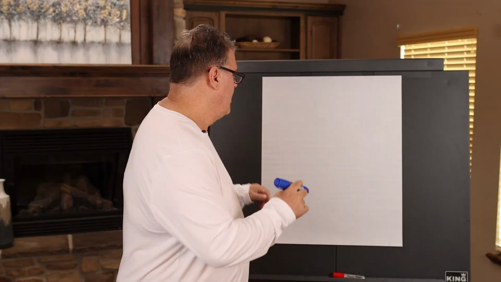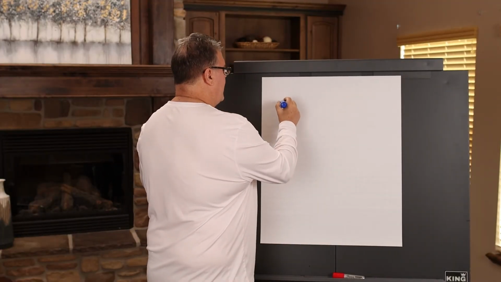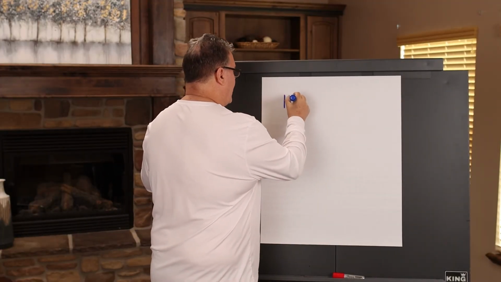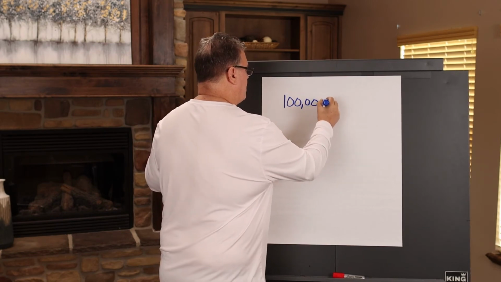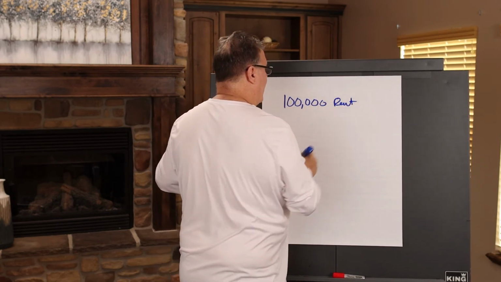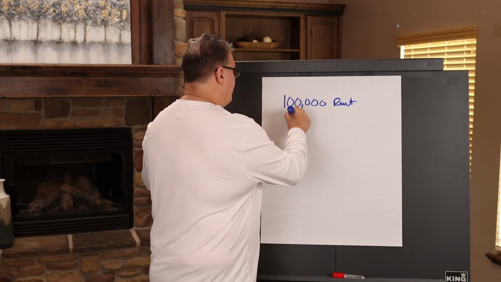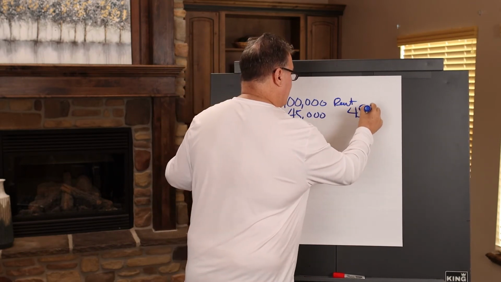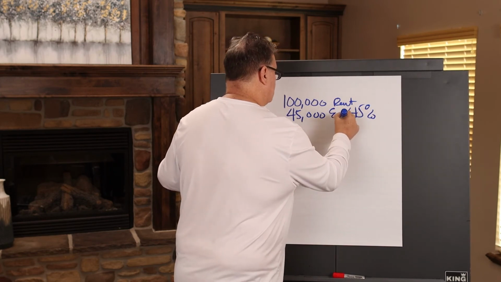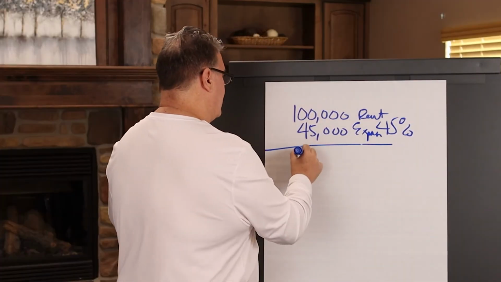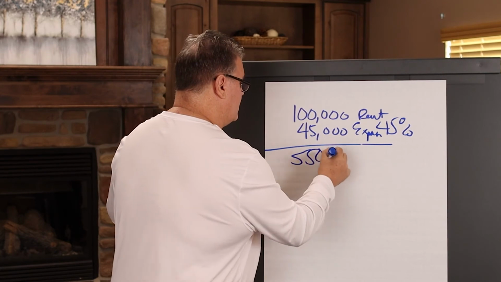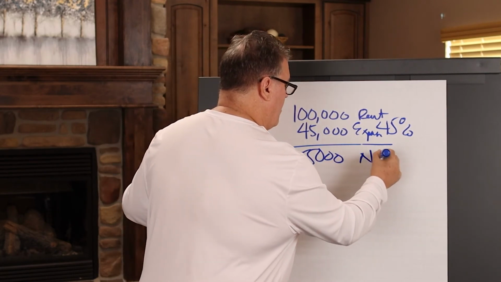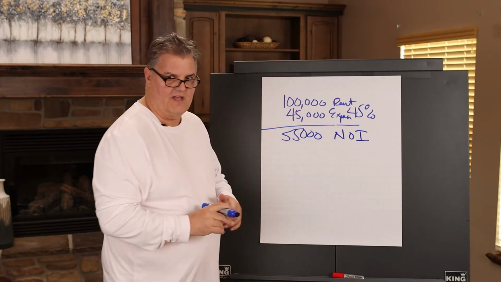So just to make sure we're clear, let's go through one more example so you understand cap rate. Let's say that we have a building that brings in $100,000 in rent, okay? And that building has $45,000 of expenses, or 45%. That's the expenses, okay? So now what does that leave us? It leaves us $55,000 in what? NOI, net operating income, right?